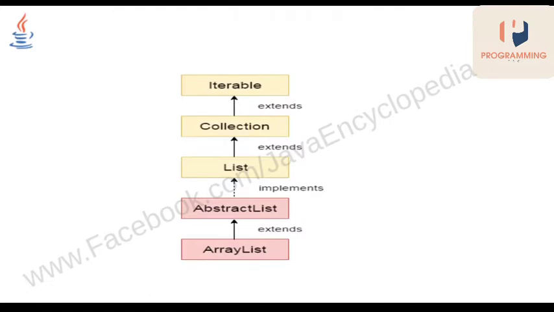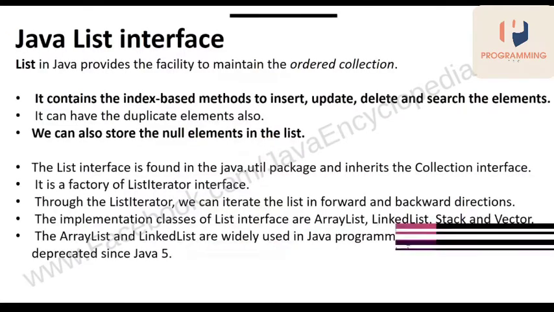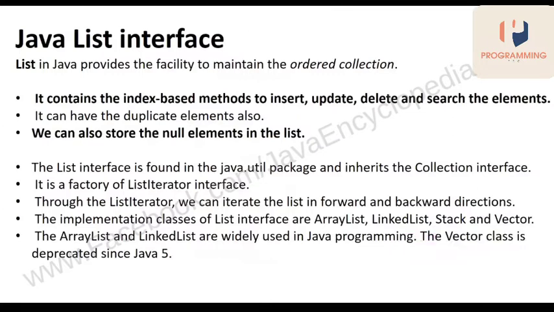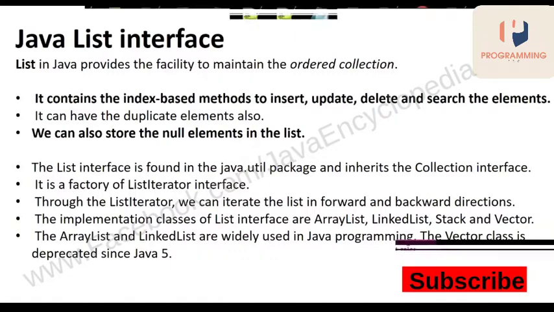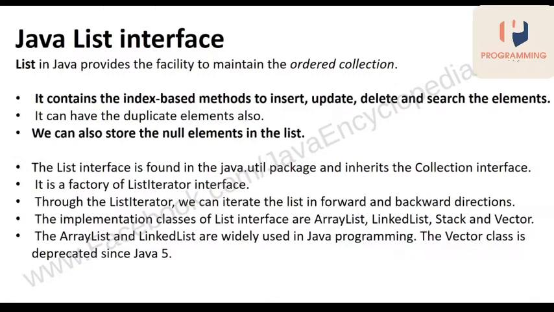So how is the List built? List inherits the Collection, whereas ArrayList implements the List. When I come to the Java List interface, it supports index-based operations, especially to insert, update, delete and search the elements. It also supports duplicate elements, and we can store nulls. So the List interface will allow you null.